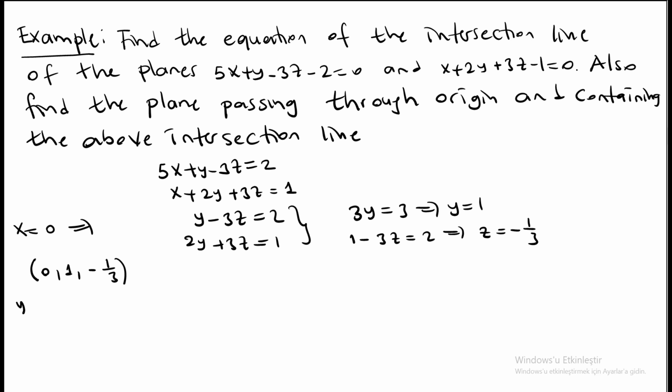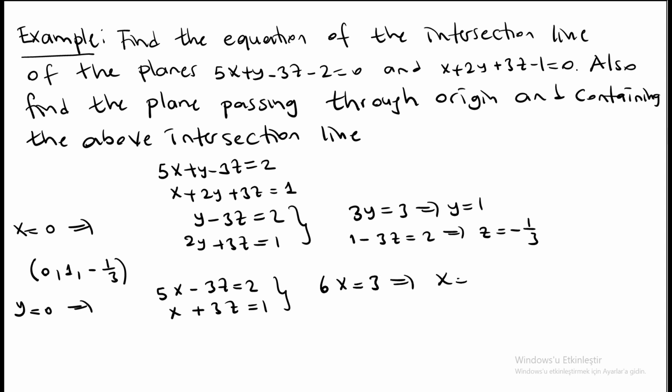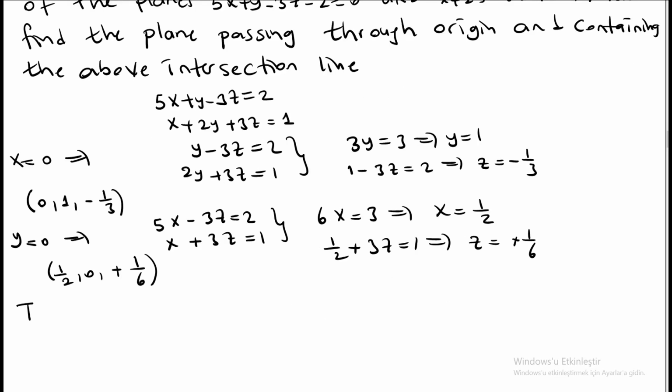The second point, I will choose y as 0. So in this case, you have 5 times x minus 3 times z equals 2, and x plus 3 times z equals 1. Again, you have 6 times x equals 3, so x becomes 1 half. If x is 1 half, then 1 half plus 3 times z equals 1. So z becomes 1 over 6. Okay, now the intersection line.